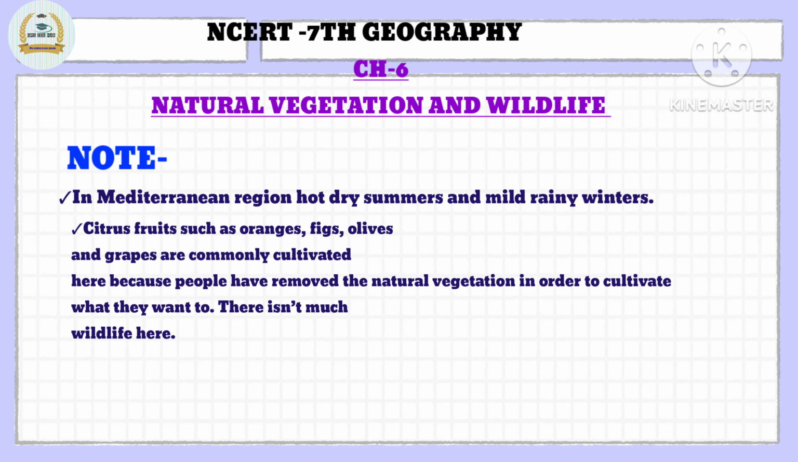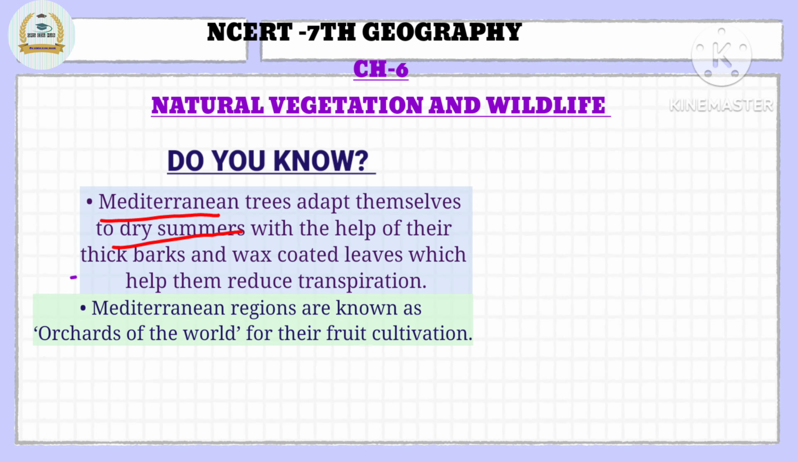In the Mediterranean region, there are hot dry summers and mild rainy winters. Citrus fruits such as orange, figs, olives, and grapes are commonly cultivated here because the people have removed the natural vegetation in order to cultivate what they want. There is not much wildlife here. Do you know? The Mediterranean trees adapt themselves to dry summers with the help of their thick barks and wax-coated leaves, which help them reduce transpiration. The Mediterranean regions are known as the orchards of the world for their fruit cultivation.